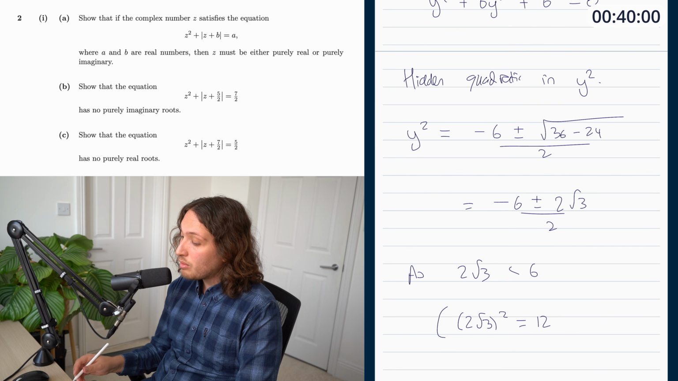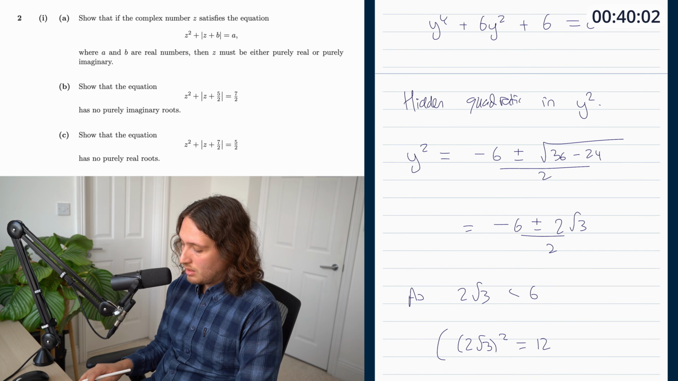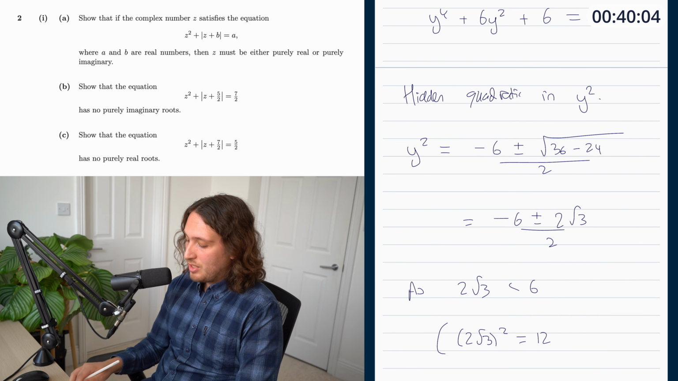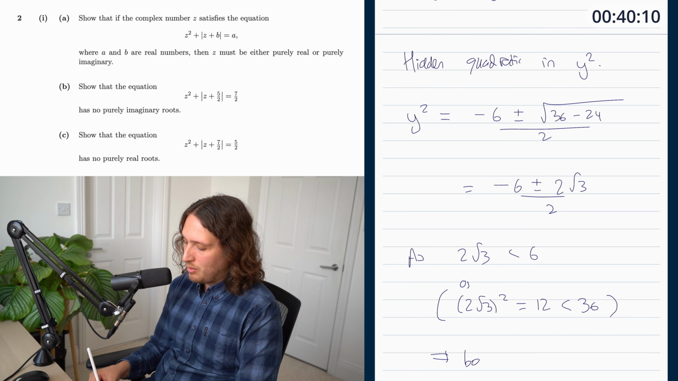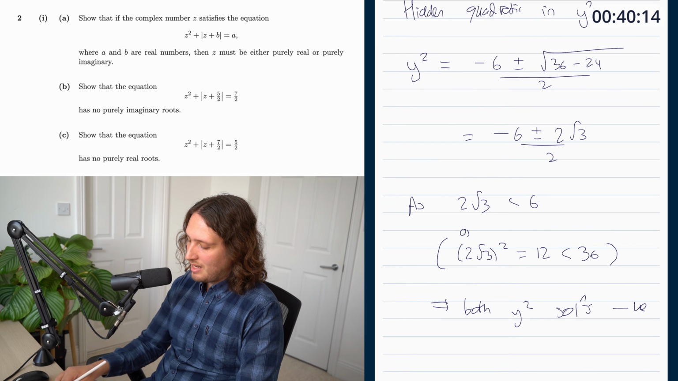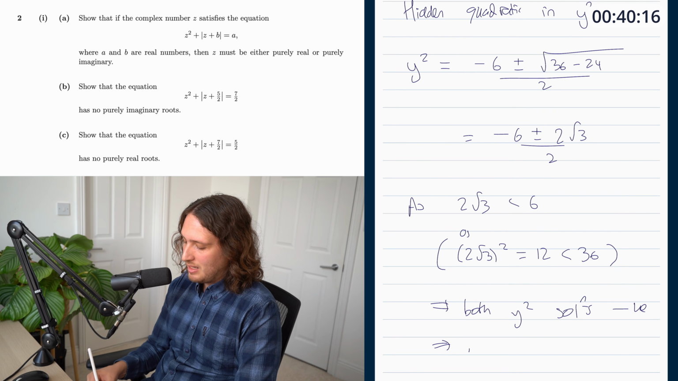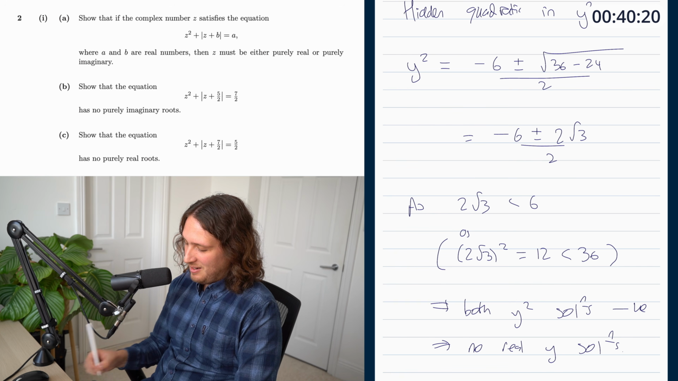Did I mean 2 root 3? Oh, yeah, 2 root 3 squared, sorry, is 12, which is smaller than 36. So that means that both y squared solutions are negative, so that means no real y solutions.